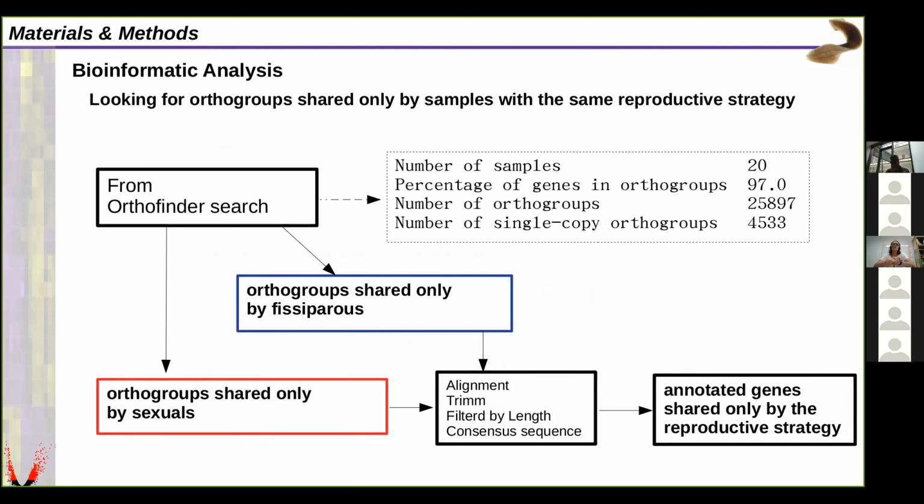Finally, to look for orthogroups shared only by samples with the same reproductive strategy, we selected the orthogroups shared only by fissiparous samples and the orthogroups shared only by sexuals. Both sets of genes were aligned, trimmed, and filtered, and at the end, we obtained a set of annotated genes shared only by the reproductive strategy.